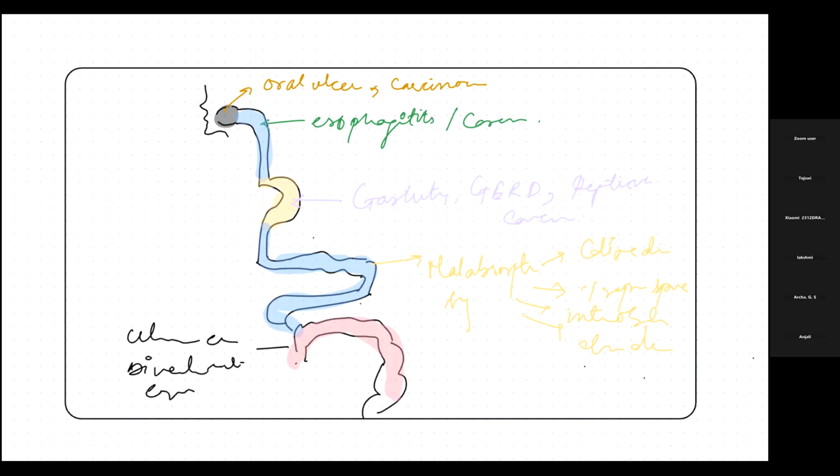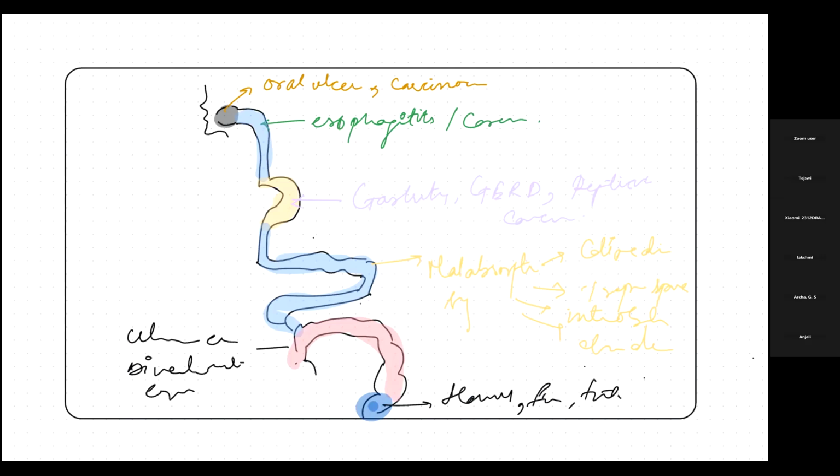Then if I talk about the anorectal part, here we go, what diseases can I expect over here in the GIT? I can expect hemorrhoids, fissures, fistulas. As well as, we know we have a beautiful organ over here which we call a vestigial organ, that is the appendix.